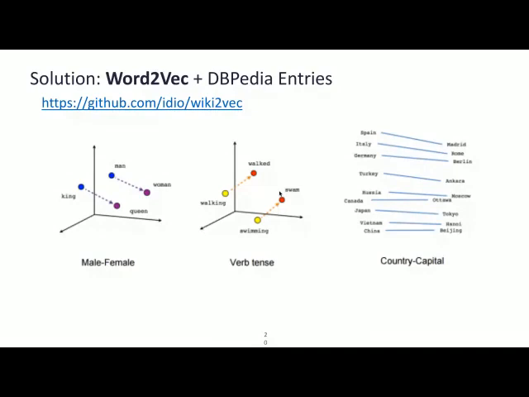You can do some data manipulation on these vectors. The famous example that's in all the papers, and that everyone uses in talks, is that it learns this concept of gender by seeing that man is to woman as king is to queen. Because these are mathematical vectors, you can do addition and subtraction. So you could say king minus man plus woman is queen.